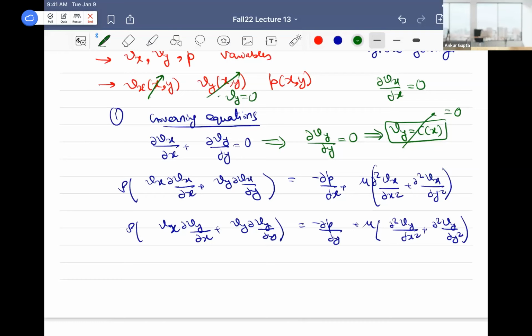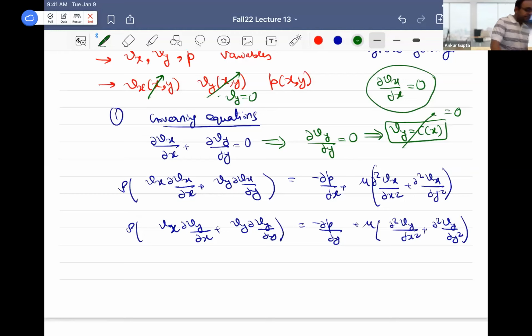Yes. Because you have been given that it's fully developed, it doesn't depend on x. So del Vx by del x is equal to 0, so it means it's constant in x, so it's only a function of y. Make sense? Any other questions? All right.